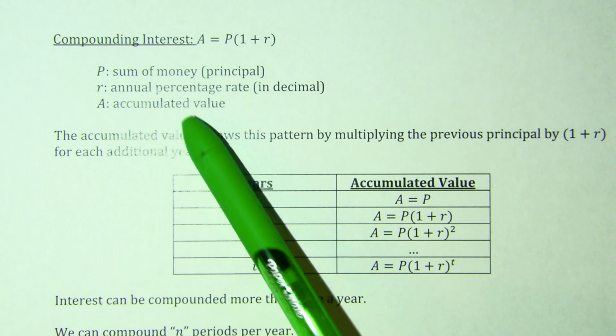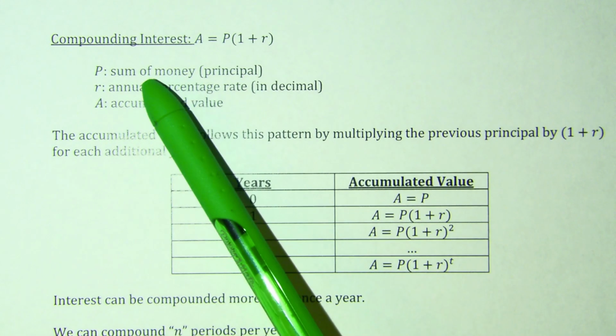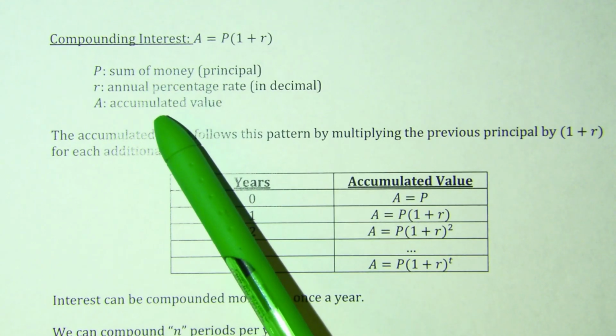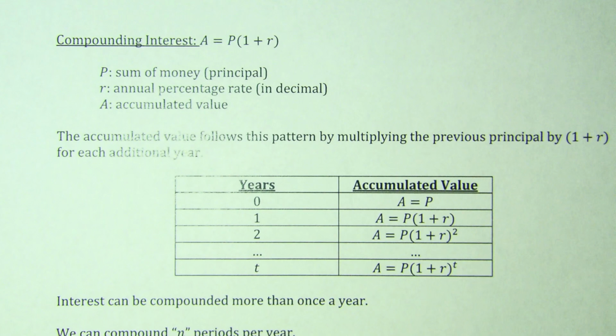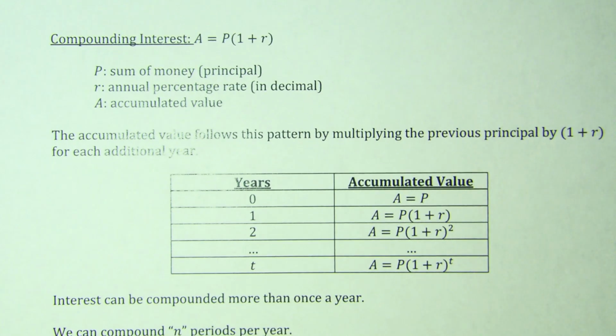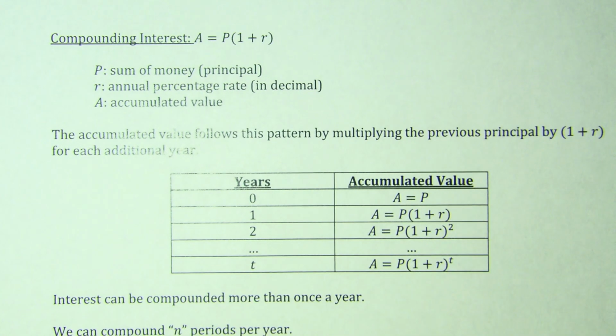Okay, so P is the principal, it's the initial amount of money. A is what's called the accumulated value. That's what you have after a certain period of time. And then after more and more years, we can calculate what interest we would have earned over that many years. Now, that is assuming a simple interest where you're just calculating the interest one time a year.